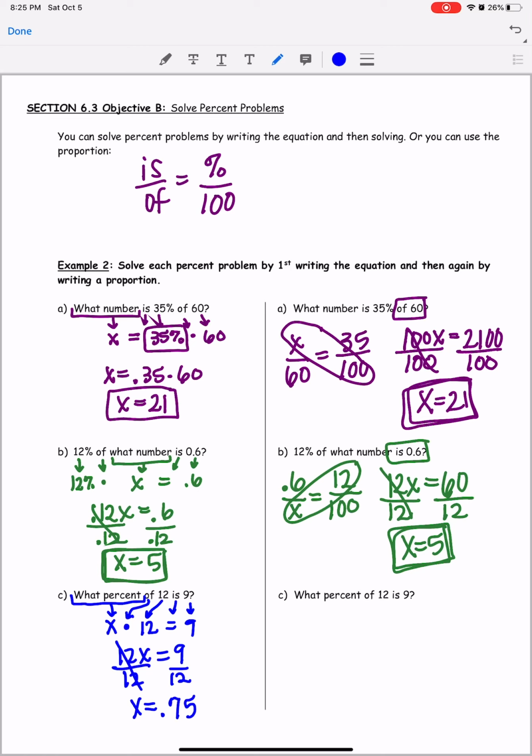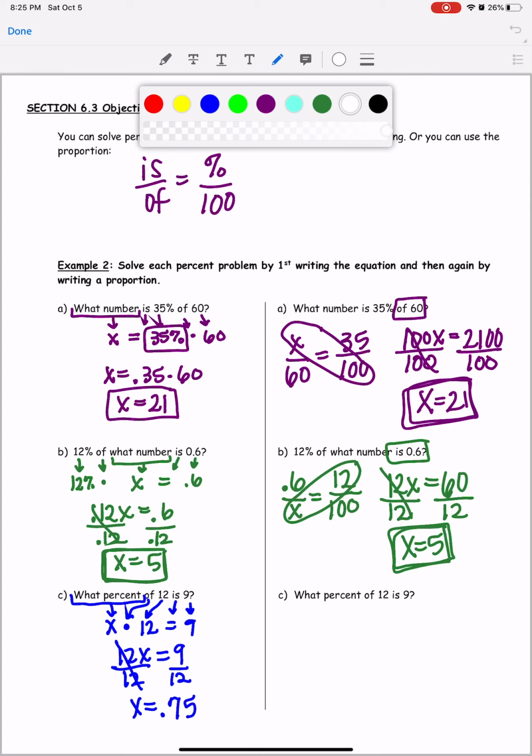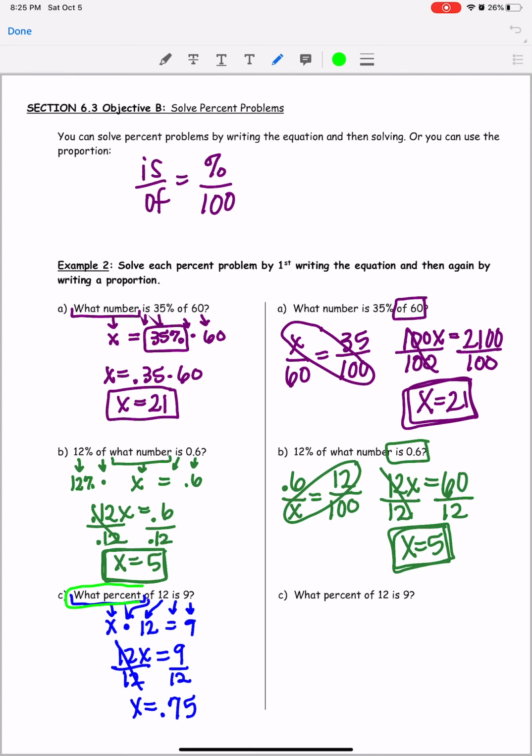Now we're not done on this one, because this one specifically asks for what percent. I haven't found what percent, I have found the decimal. So to change this to a percent, go the opposite way, you either need to multiply this by 100 or move this decimal 2 places over to the right. Either way, we're going to get 75% as our answer.